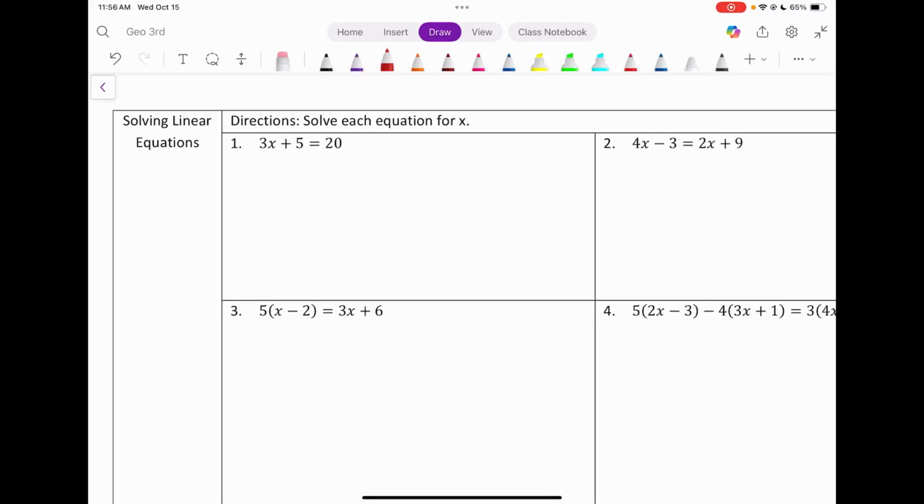Okay, before we're able to work some geometry problems, we're going to have to know how to solve what's called linear equations. Now, linear equations, notice there's no x squareds or x thirds or square roots or anything like that. That's what we mean by linear equations.